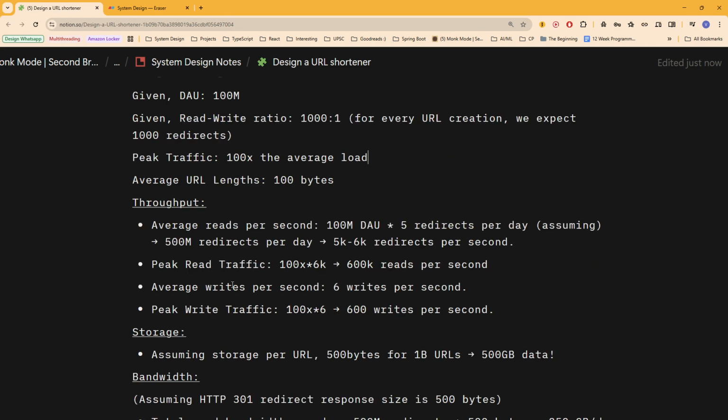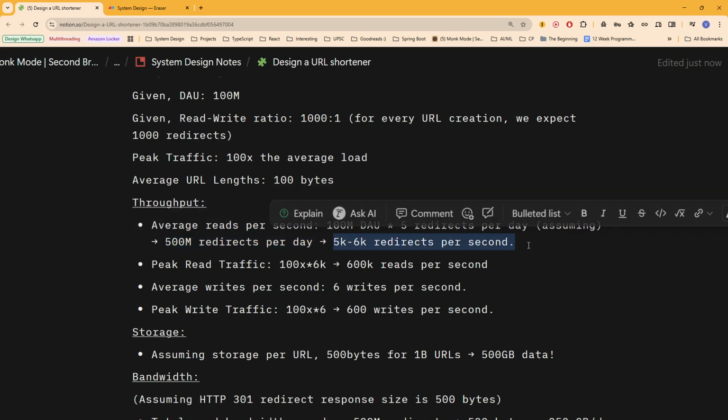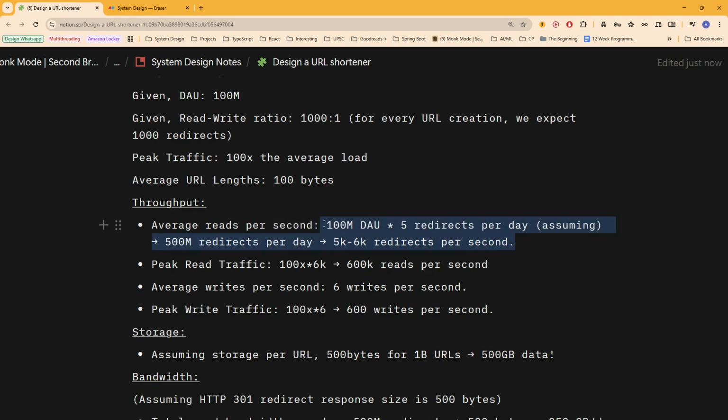So for average reads per second, if we have 100 million daily active users and we assume that each user is performing around 5 redirects per day, we will have 500 million redirects per day, which would give us 5000 to 6000 redirects per second. Okay, these calculations are not tough, they are easy.